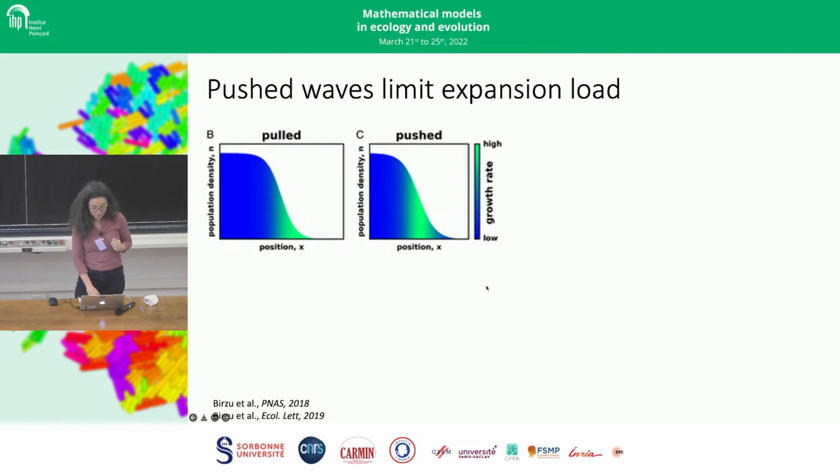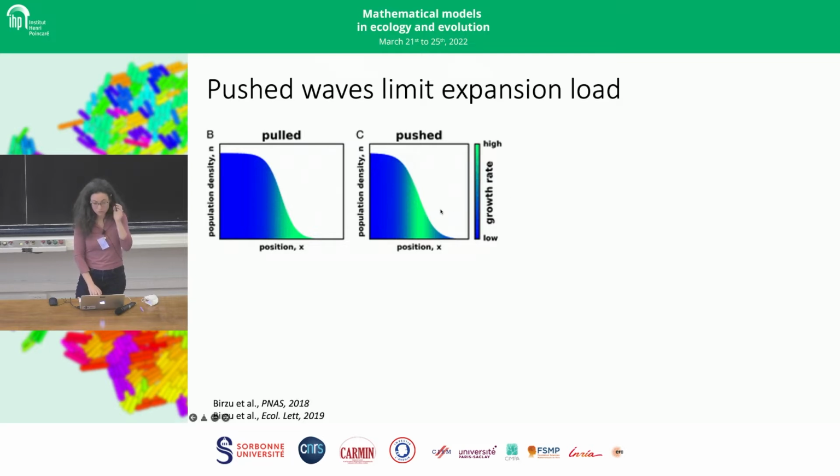A different dynamic is generated when you have push waves. Push waves are a bit different, and often they're generated when there are cooperative effects in the population, so density-dependent growth or dispersal, so that actually the maximum growth rate is not at the very front of the wave, but is actually a bit behind. The idea is that you need enough individuals around you to actually capitalize on everybody and grow faster.